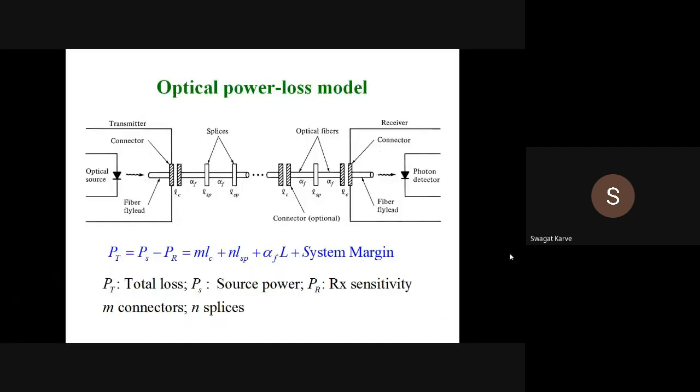Okay, so in the last lecture we discussed the different factors that you should consider while selecting the proper optical source, proper optical cable and the proper optical detector for your system. Then we talked about the link budget also, power link design. In that power link design you should consider two important factors, that is the power link budget and the rise time budget, right?